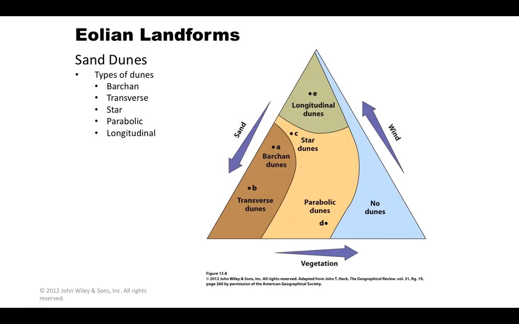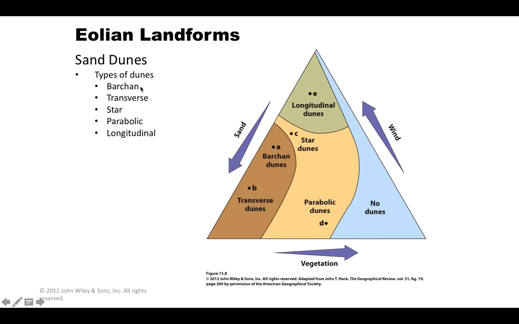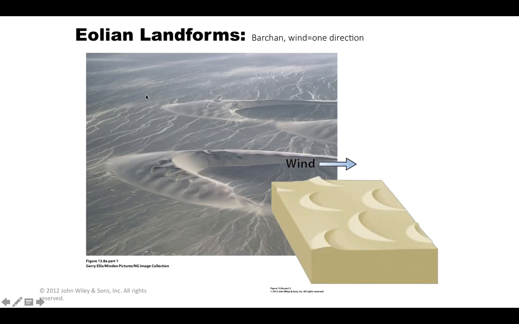Okay, so we have a couple different types of sand dunes I'm going to show you pictures of. I will just go into those. So our Aeolian landform, our first one is our Barchan. Our Barchan, see back here. And our Barchan is created when you have wind that's flowing in one direction.